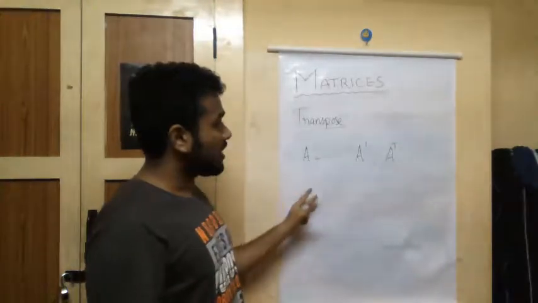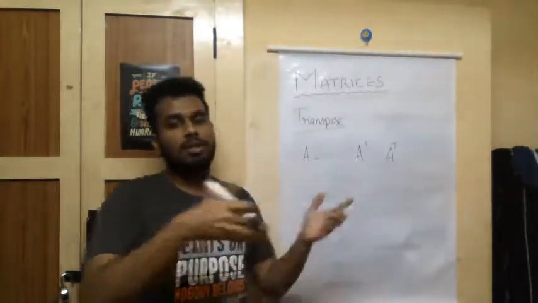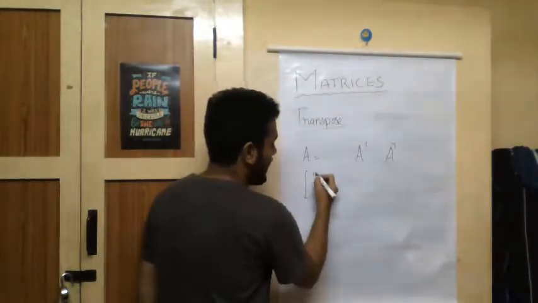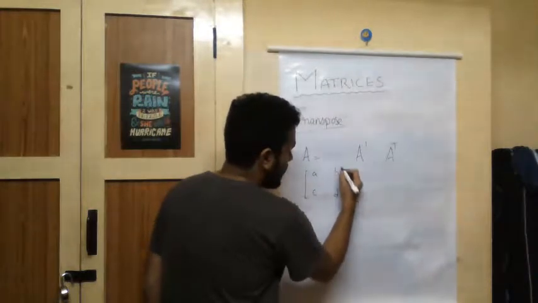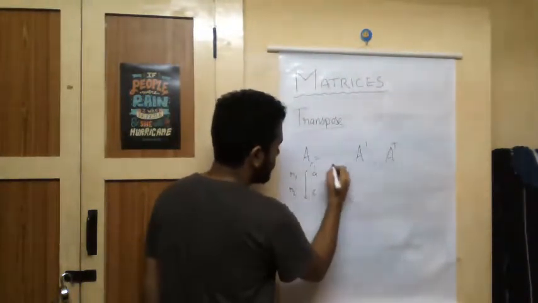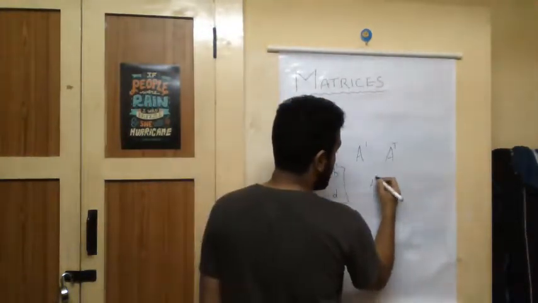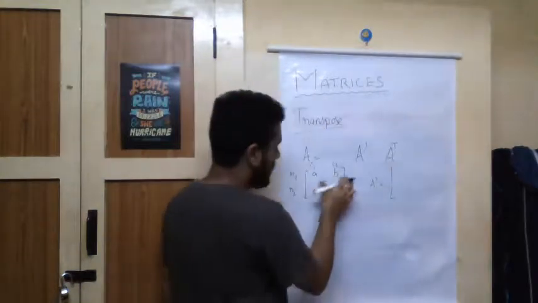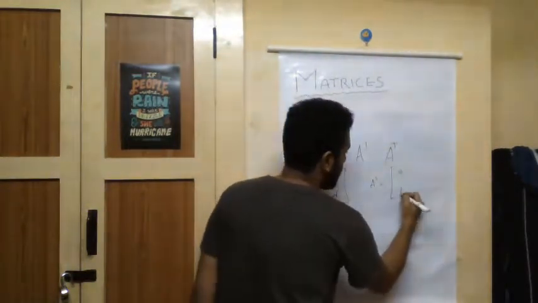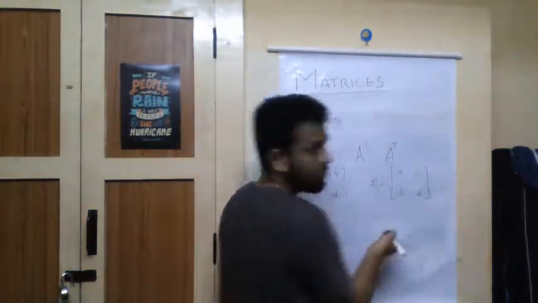A transpose is nothing but replacing the rows with the columns in A. So let's say A is a square matrix of A, B, C, D. Here these are the rows. This is R1, this is R2. This is C1, this is C2. So these are the rows and these are the columns. The transpose of this would be, the rows replaced with columns. So this row is now a column, AB, and this row is now a column, CB. So this is the transpose of the matrix.